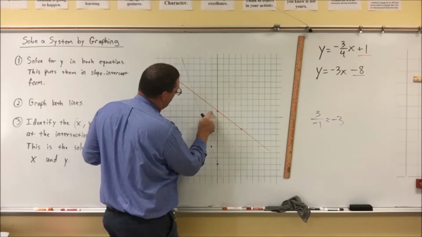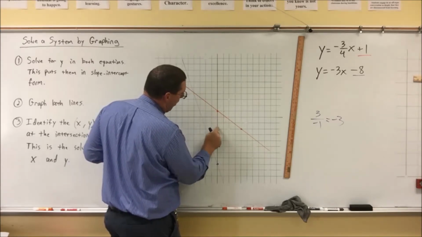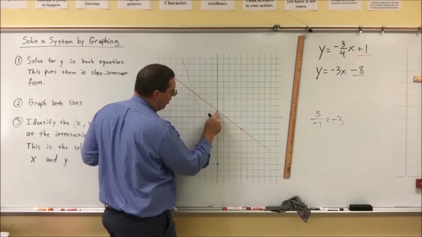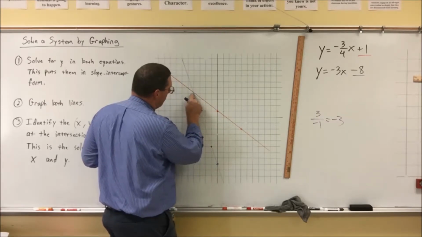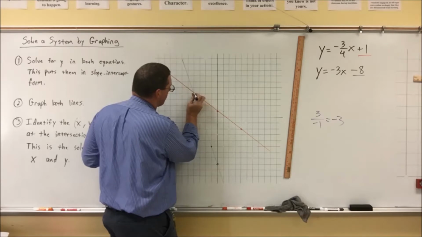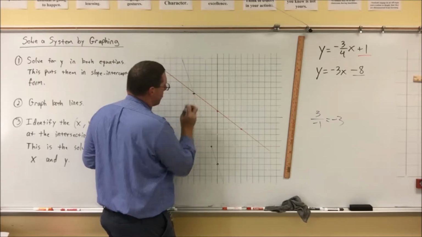So I'm going to go back. The slope here is down 3, forward 4. So that means backwards 4 and up 3, and sure enough, that line is actually supposed to be going through that point right there. So that's the solution.